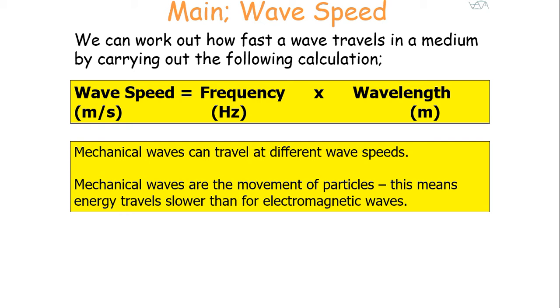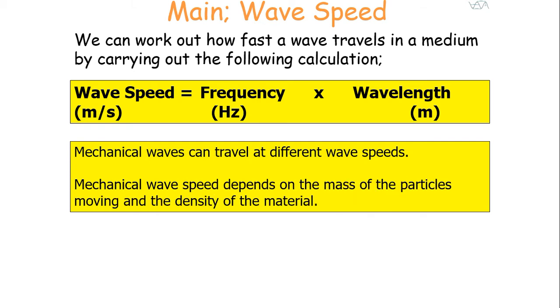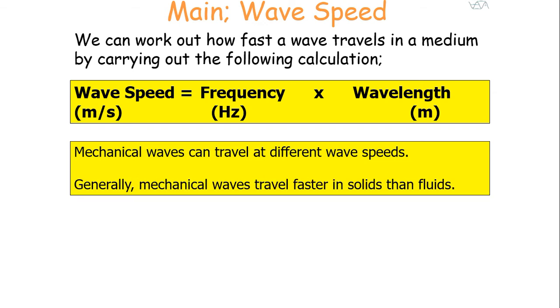Because mechanical waves are the movement of particles, this means the energy actually travels a lot slower than that of electromagnetic waves. If you remember, the speed of a sound wave is 330 meters per second, which is a lot slower than 3.0 times 10 to the 8 meters per second. Now, the mechanical wave speed depends on the mass of the particles moving and the density of the materials.